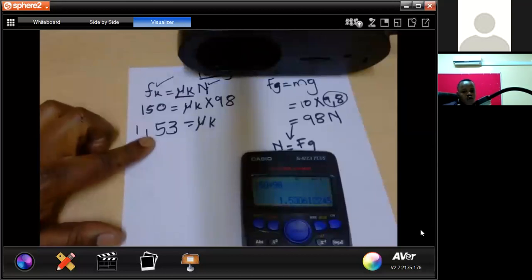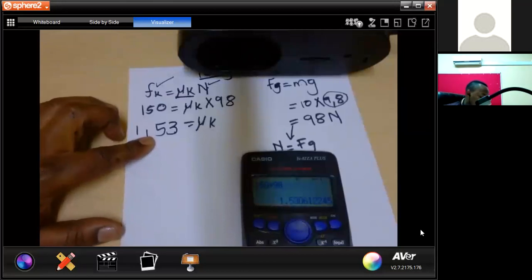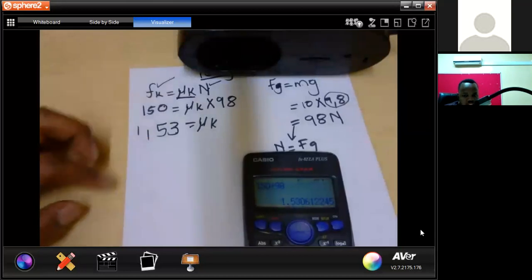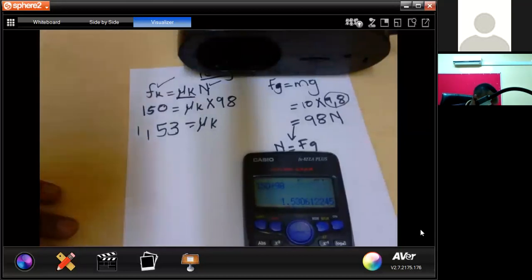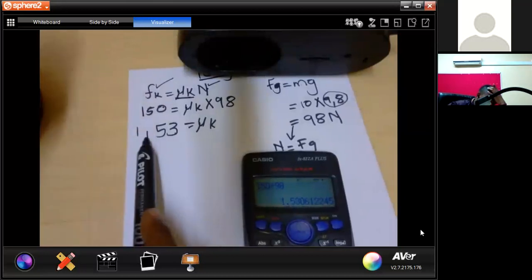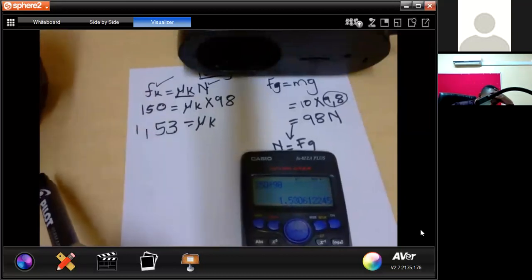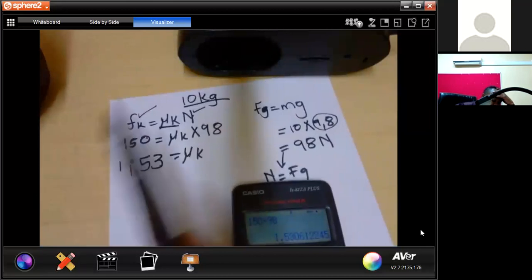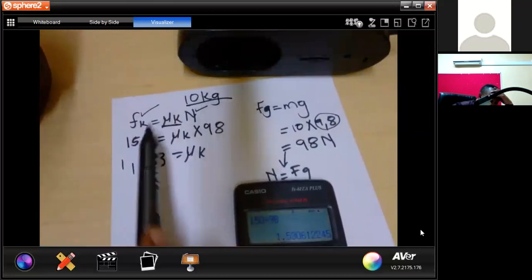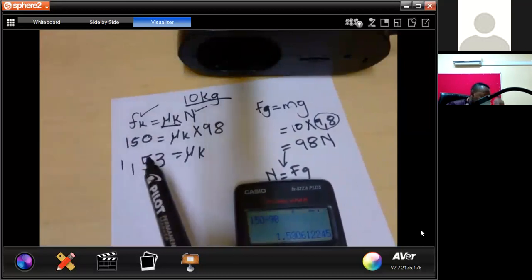Right, my dear learners, again, remember the coefficient of kinetic friction. It's a coefficient and it does not carry any units. So if it doesn't carry any units, it means you will just write the value as it is. And we know why it doesn't carry units, right? Because this is a force, this is a force. So you are dividing a Newton with a Newton and you will get a value of 1.53.